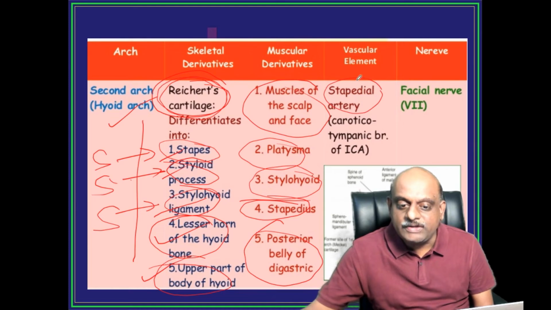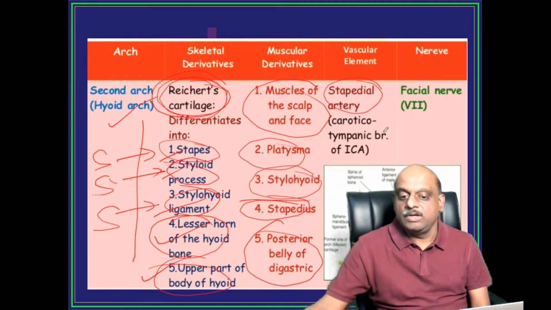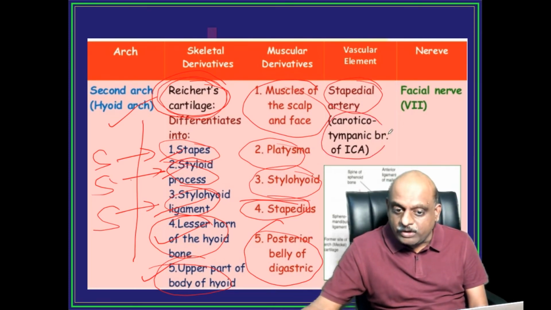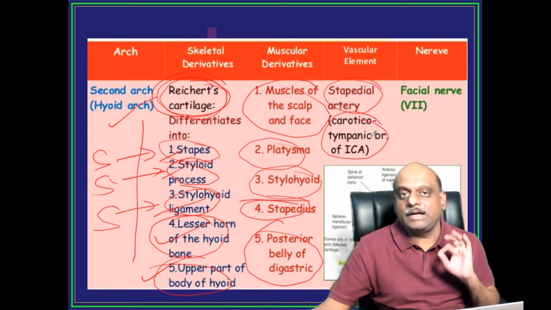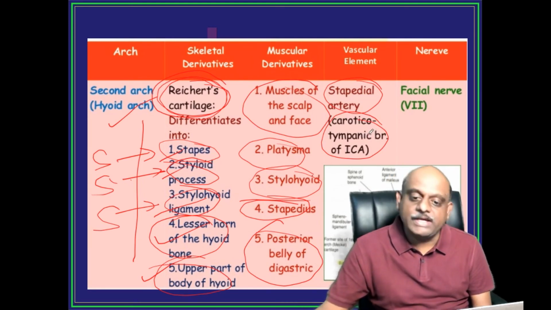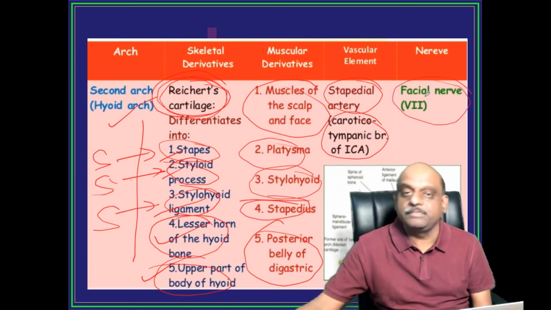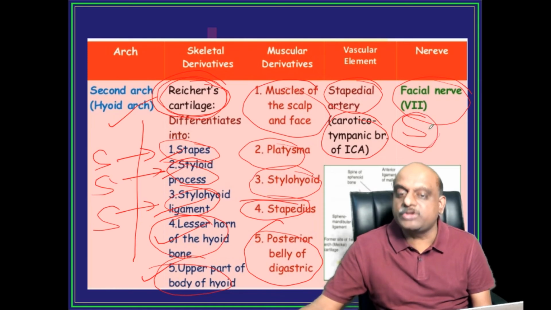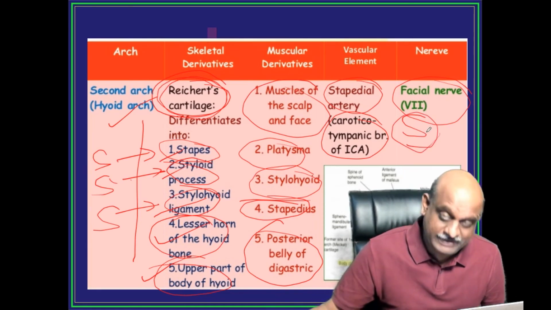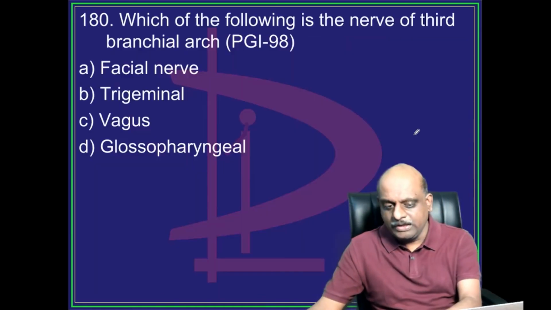Then what is the artery? Stapedial artery, which is from the caroticotympanic branch of the internal carotid artery, is the blood supply of the second arch. And facial nerve, that is the seventh nerve. Yes, for one more, yes, what is that? Seventh nerve is the nerve of the second arch.